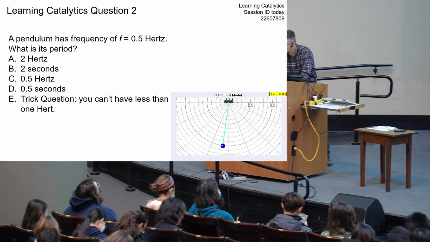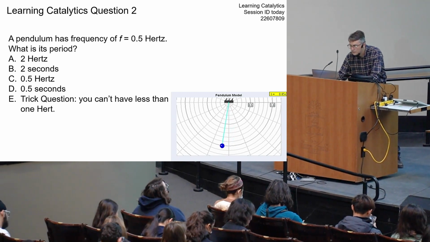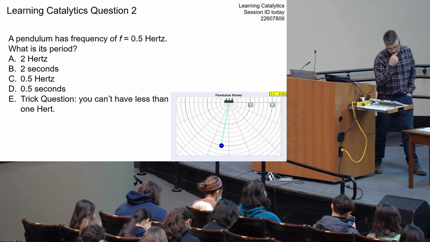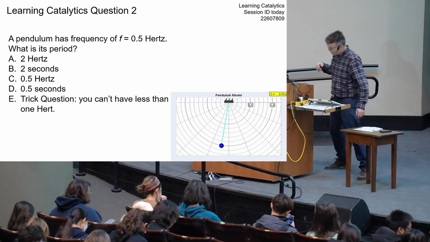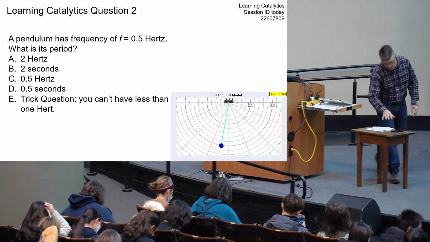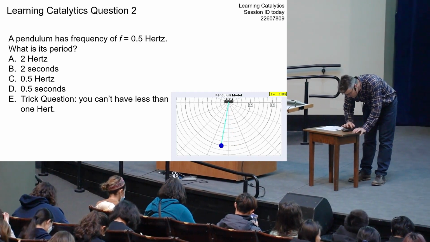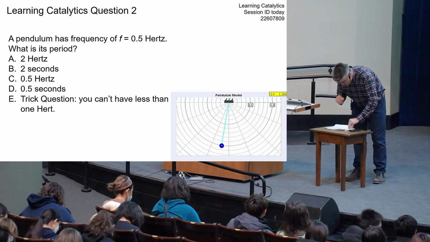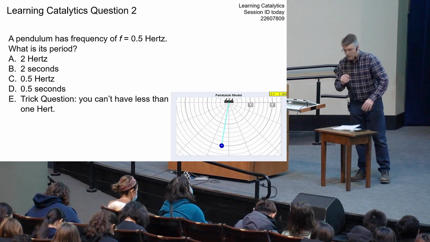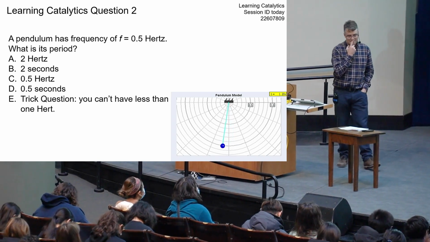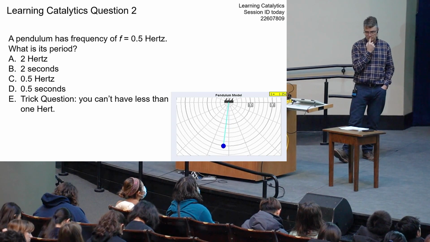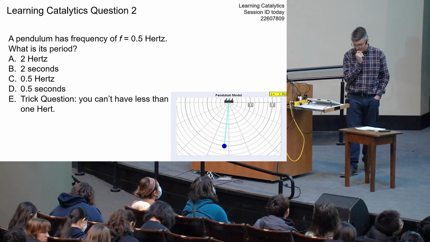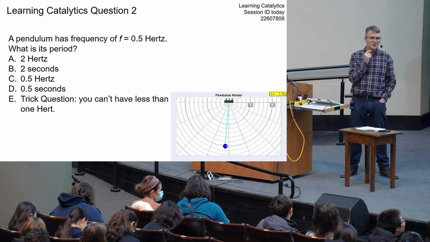Let's do another, hopefully not screwed up. Learning Catalytics. I'll give you a minute to think about this one. Is it possible to have less than 1 hertz?